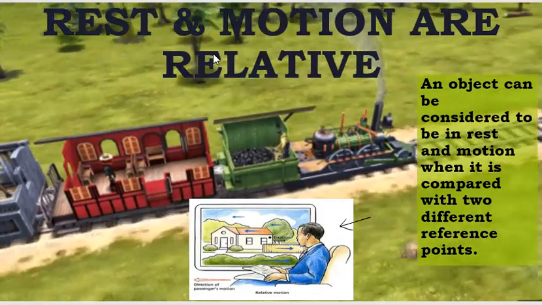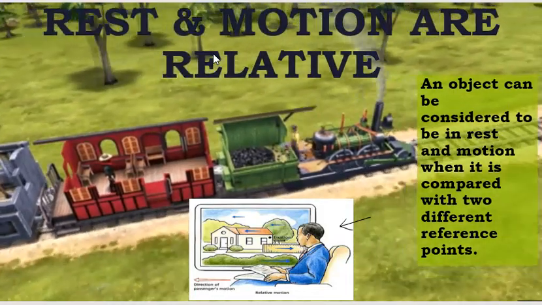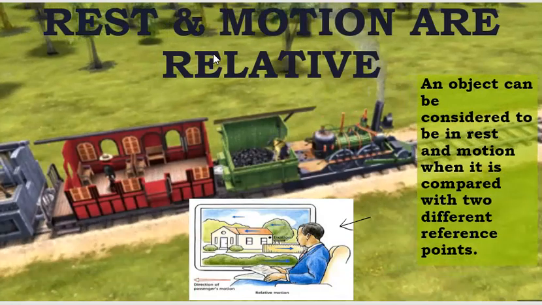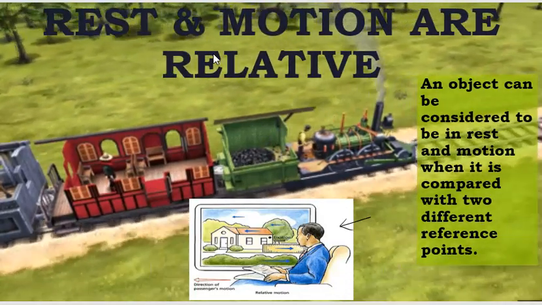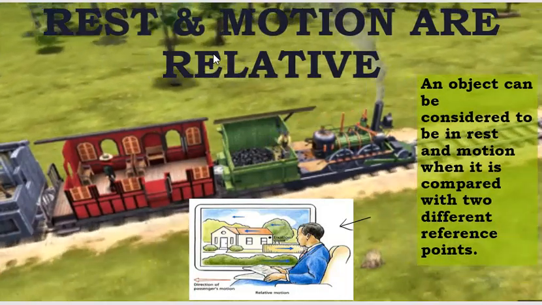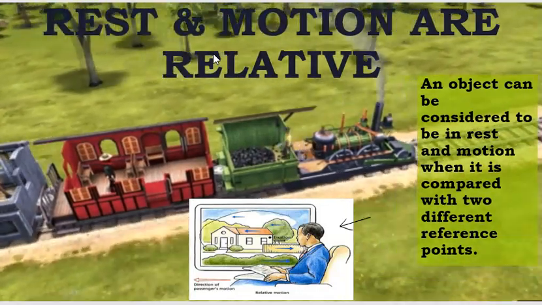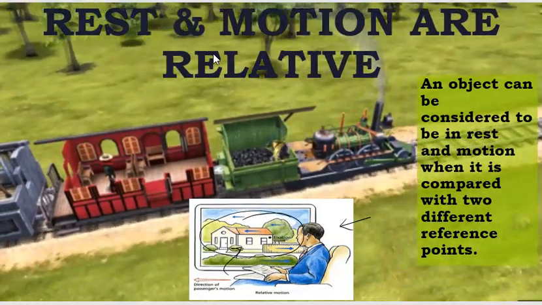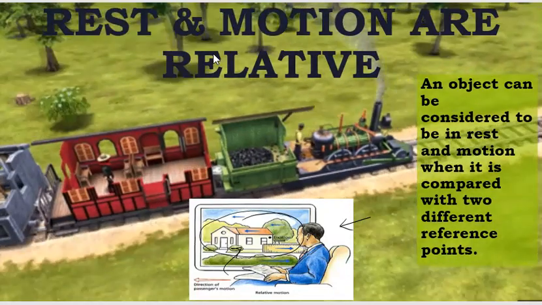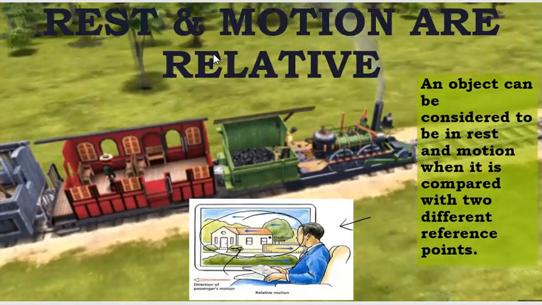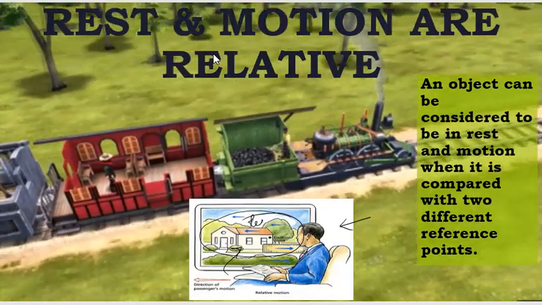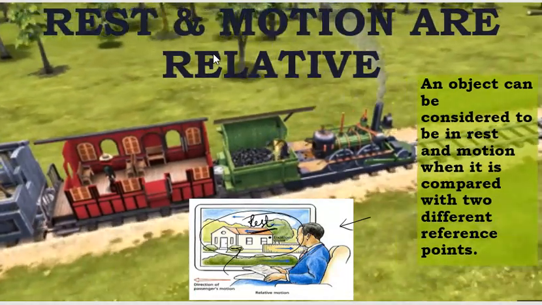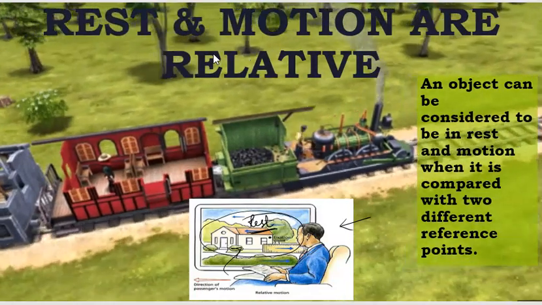Here you can see that this person is inside a train or a bus. So he is in motion, but he is moving along with the train. But what does he feel? He feels that the natural scenery which he is looking at from the train is moving very rapidly as the train or the bus keeps moving. So we can say that these objects are at rest, but when compared to this person in the train or the bus, he feels that these objects are moving.